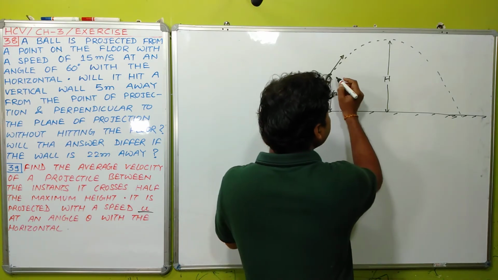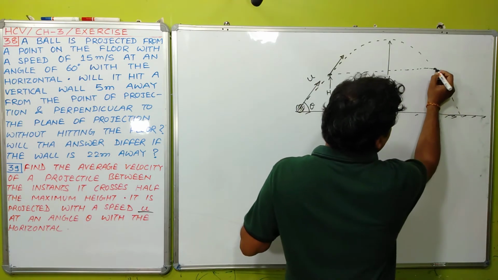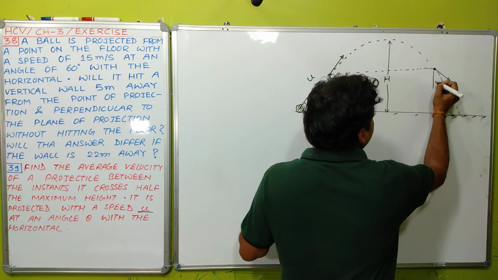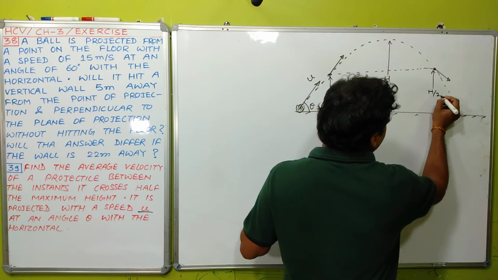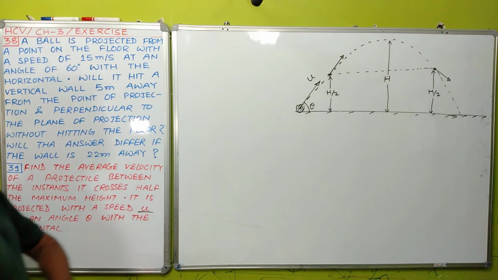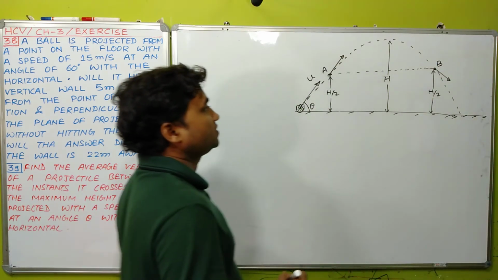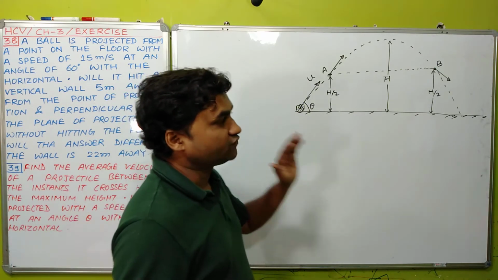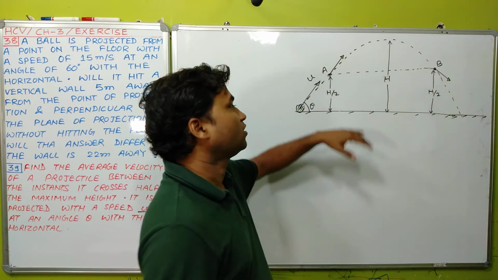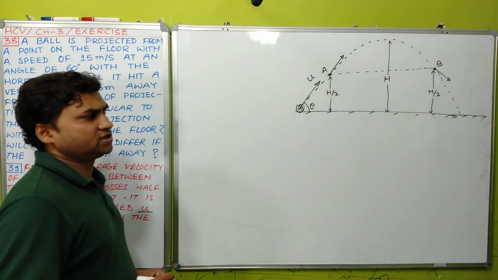and second, exactly at the same level while going downward, again in this case its height will be h by 2. You can see it's very clear, student. So suppose this point is A and this point is B. Now the question is asking to calculate the value of average velocity between A to B, when the ball will move from point A to point B. Then we have to find its average velocity.